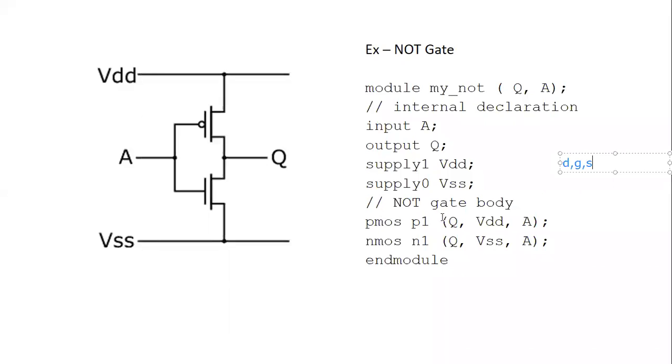Now when you write the construct, it is written in the format of drain, source and gate. What is the drain for PMOS? Q. What is the source for PMOS? VDD. What is the gate for PMOS? A. Again NMOS: what is the drain for NMOS? Q. What is the source? VSS. And the gate? A. So it follows the same format of drain, source and gate.